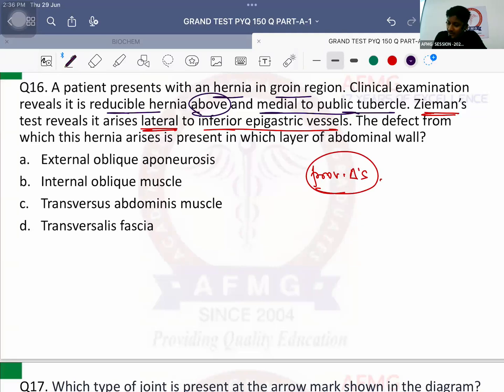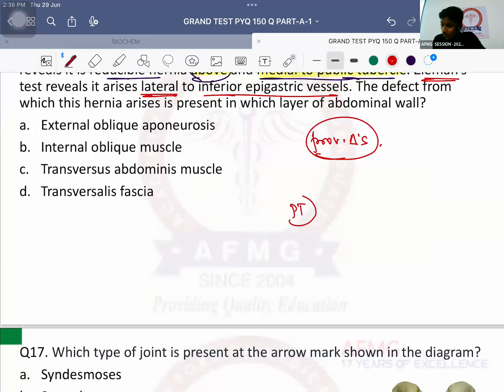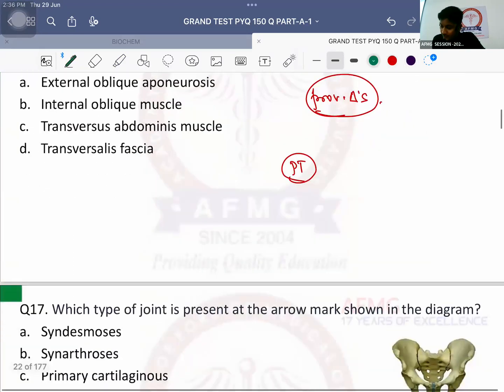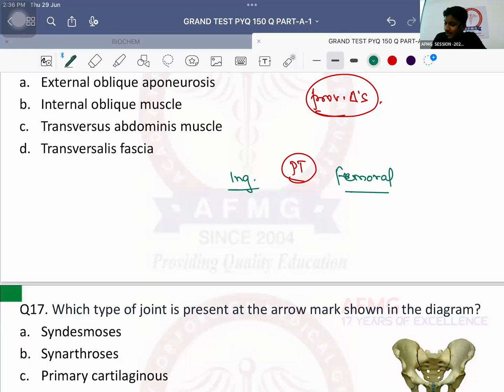Shabash. First of all, when they have said it is above and medial to the pubic tubercle, it was to differentiate it from? Very good. So the pubic tubercle is a landmark which differentiates inguinal hernia from femoral hernia. If the hernia is above and medial to the pubic tubercle, it is an inguinal hernia. And if the hernia is below and lateral to the pubic tubercle, it is a femoral hernia. So to differentiate between inguinal and femoral hernia, we have the pubic tubercle as the landmark.